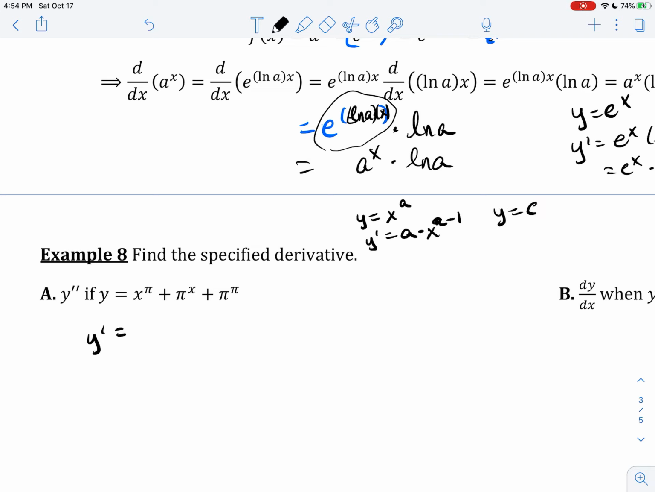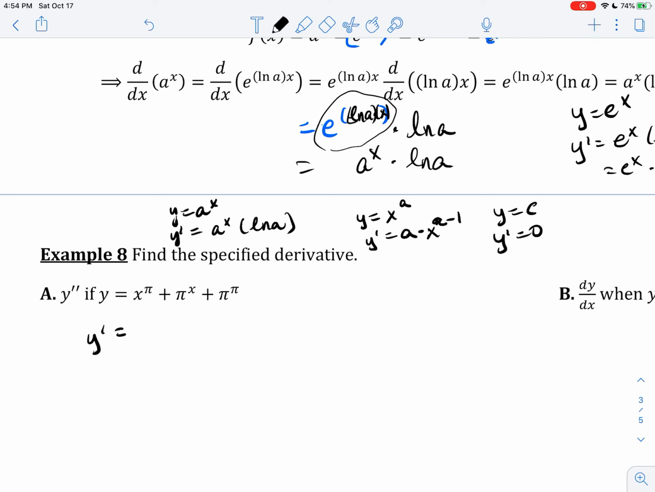And if we have y equal to a constant, then y prime is equal to 0. And finally, from above, if we have y equal to the exponential function, then y prime is going to be a to the x times the ln of a. So we have all three types in this example.